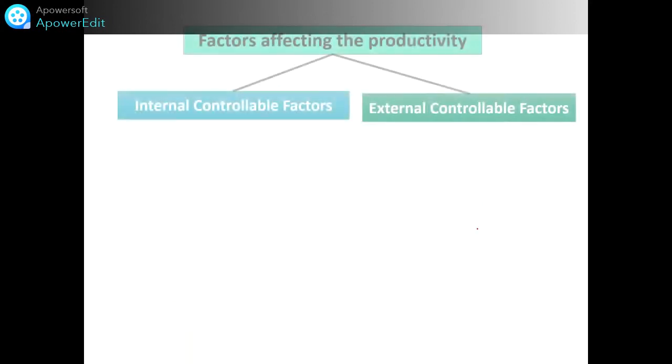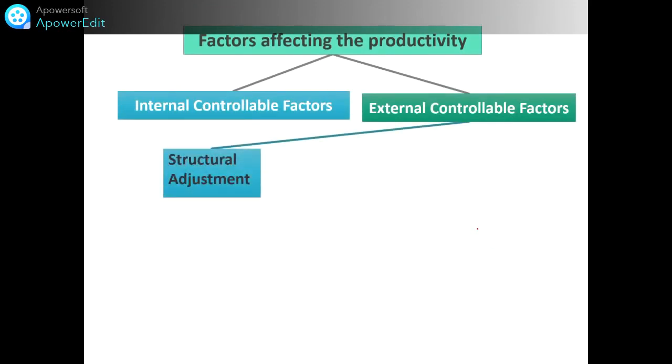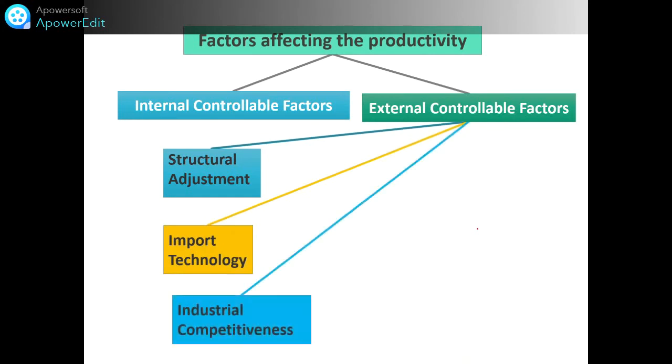Friends, next we'll see the external controllable factors. There are four major factors. Structural adjustment includes both economic and social changes. Economic changes that influence significantly are a shift in employment, for example from agriculture to manufacturing industry, so he will import the technology and gain technology skill or industrial competitiveness. He must have better knowledge than the other one. So that may be an external factor.